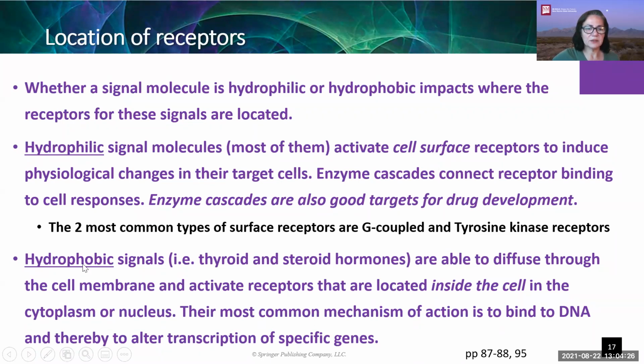All right, and then going back to the signals, if the signal is hydrophobic, and the two things that fall into that category are thyroid hormone and steroid hormones, those things will pass right through the plasma membrane. And so the receptors for those things are located inside the cell. The thing that they most commonly do is bind to DNA and affect whether a particular gene gets transcribed or not. So it takes a little bit of time to get that reaction.